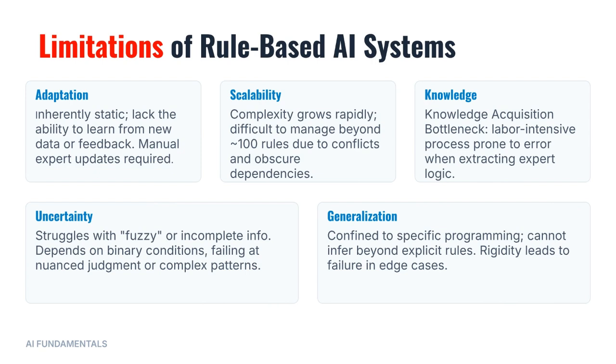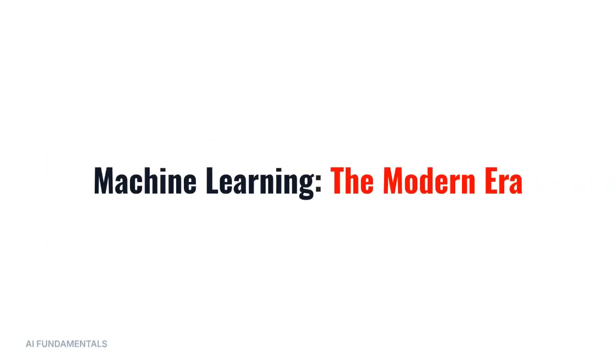Rule-based AI systems have several limitations. They struggle with adaptation and scalability due to rapid complexity growth. They are also limited by the labor-intensive knowledge acquisition bottleneck and struggle with uncertainty and generalization outside of their explicit rules. Now let's discuss machine learning and the modern era of AI, which overcomes the limitations of rule-based systems.